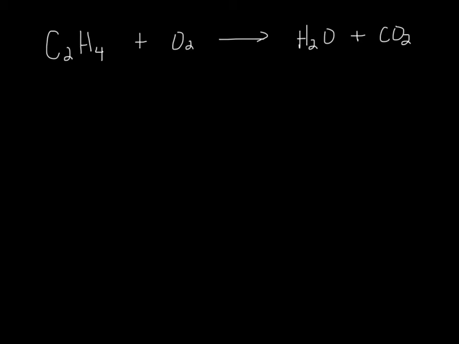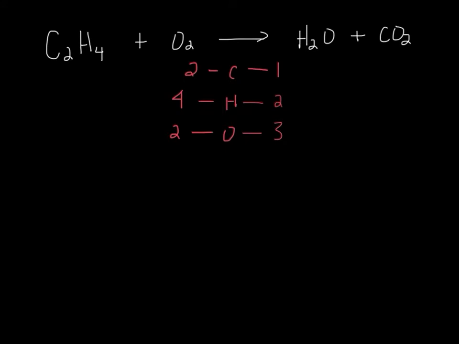C2H4 plus O2 reacts to produce H2O and CO2. So first thing I'm going to do is take inventory. I have carbon on both sides, I have hydrogen on both sides, and I have oxygen on both sides. I have 2 carbons on my reactant side, I have 4 hydrogens on my reactant side, and I have 2 oxygens on my reactant side. On my product side, I have 1 carbon, I have 2 hydrogens, and I have 3 oxygens.